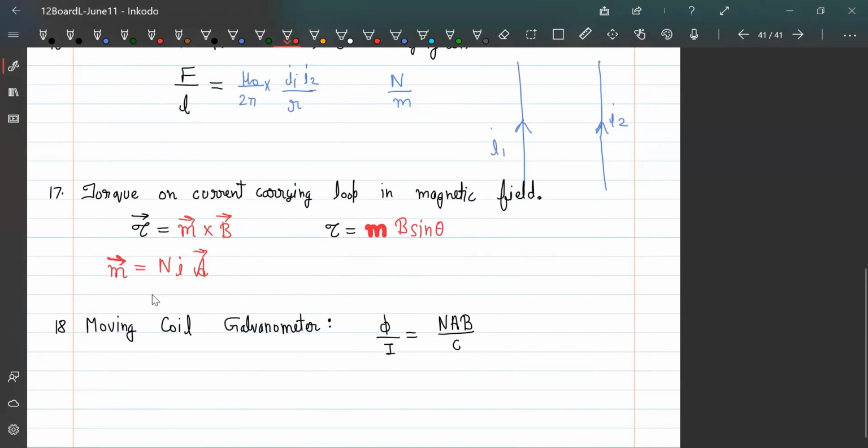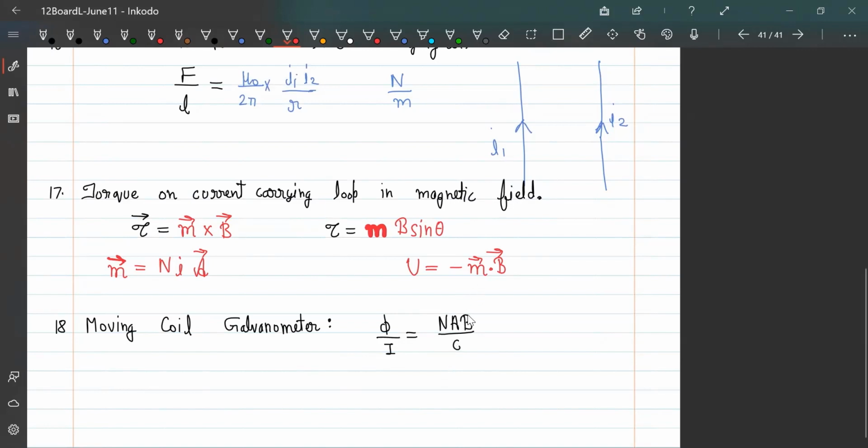So whenever you keep a current carrying loop in a magnetic field, it will experience torque. और फिर हम potential energy भी define कर सकते हैं इसी loop पर, that is minus M dot B. This also we have proved. And then comes the moving coil galvanometer. So phi by I is equal to NAB by C.